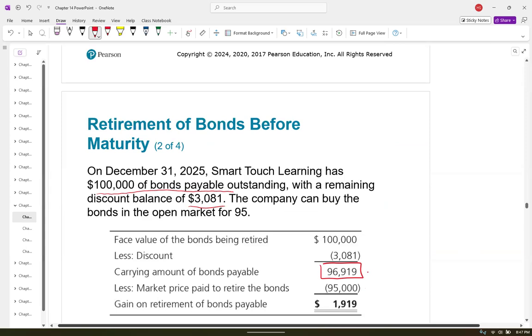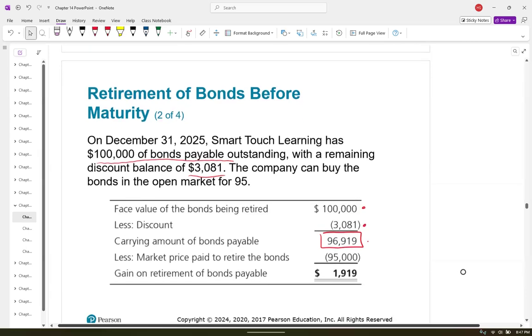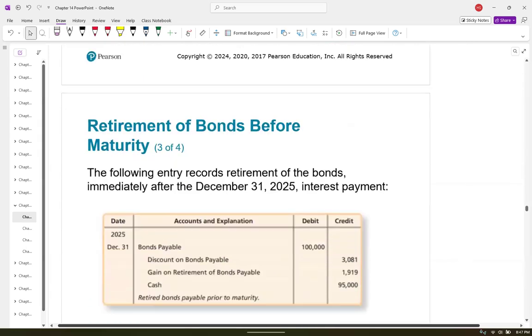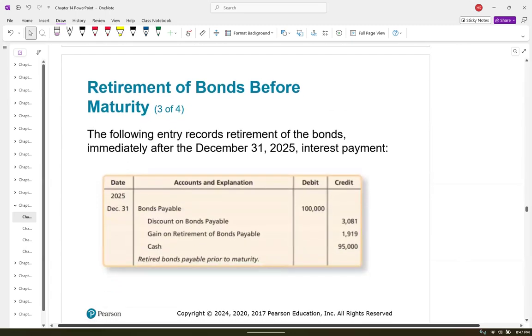Realize it wasn't the end of the bond when it was completely amortized. To make this journal entry, we have to get this off the books and we have to get this off the books. Do they make that journal entry? Yes, they do. Bonds payable is getting debited for 100,000. They are going to credit the discount on bonds payable. They're trying to get rid of that. Those two together made up that 96 number. We have that gain of 1,919 and we credit cash for 95,000.